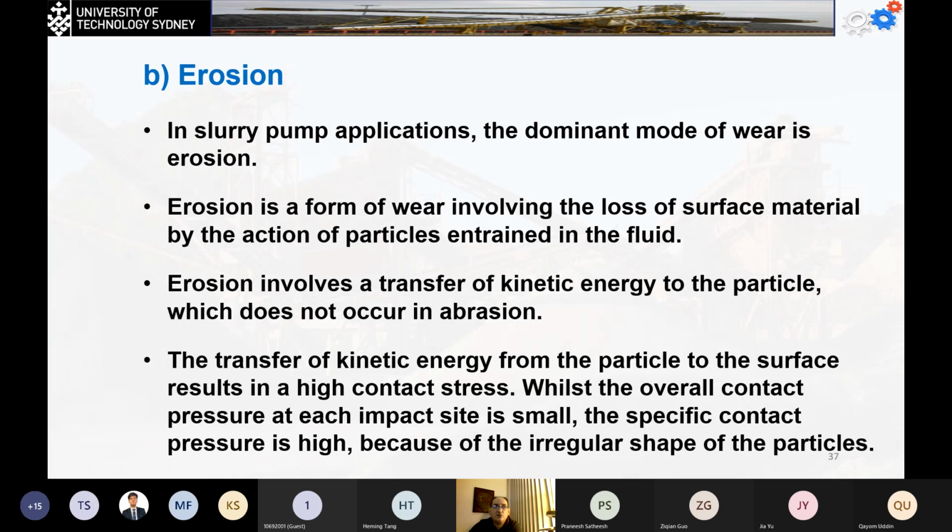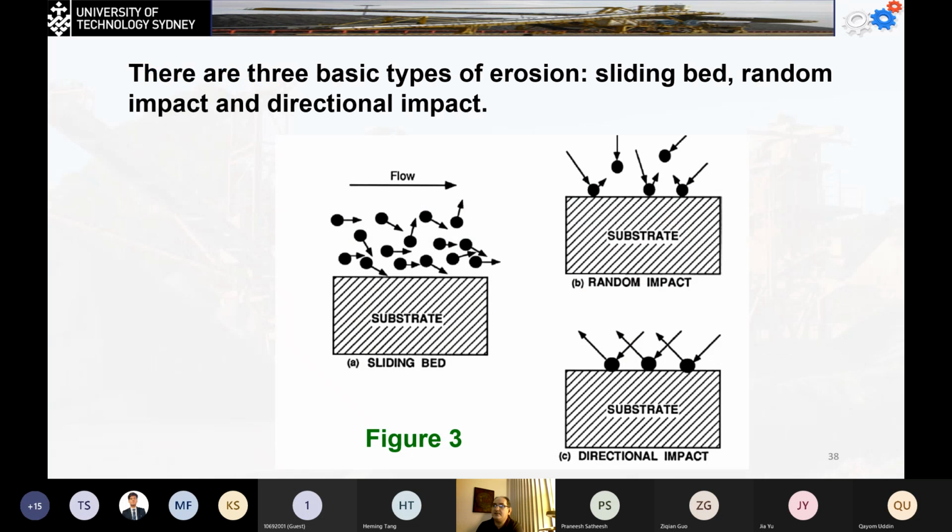So it's something like, again, to use the case of the abrasive jet cutting or the jet cutter. So the high kinetic energy we are going to have in the liquid particles is going to cause the erosion of the material. The same thing is actually happening inside the pipes and inside the pumps during the high velocity pumping of the material. So that's what will happen in the case of the three basic types of erosion. We're going to have either the sliding bed, we can have a random impact, and we can have a directional impact.